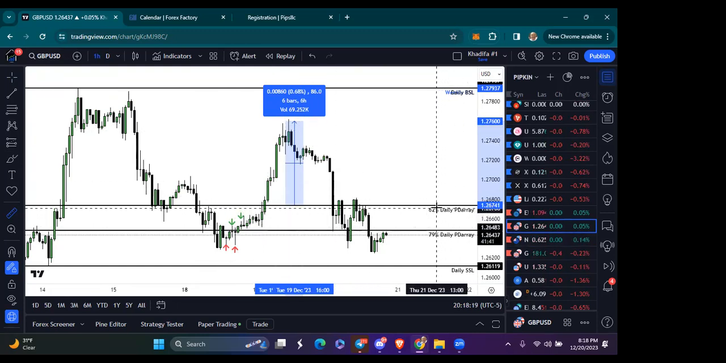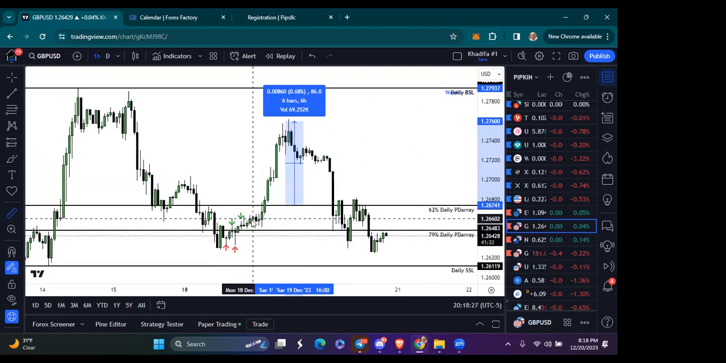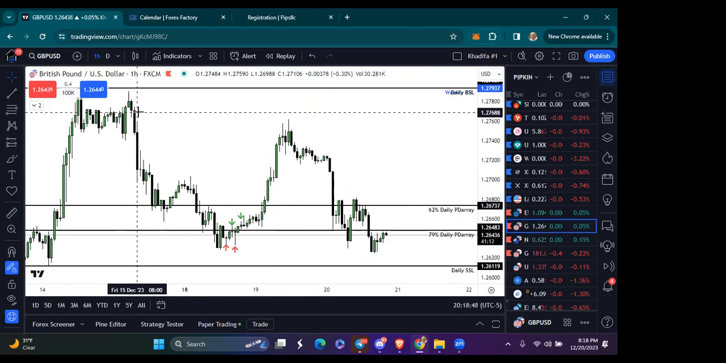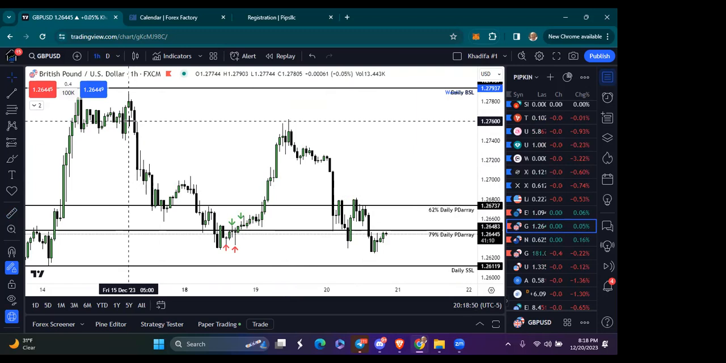If you took your buy off of that upper discount array level, it did not pull back to the 79 at the time of the call or after the time of the call. This is 8 o'clock Monday night, right where my crosshairs are. Price did not pull back down to the 79, but you did definitely have the opportunity to buy off of the 62 up into this fair value gap, right?